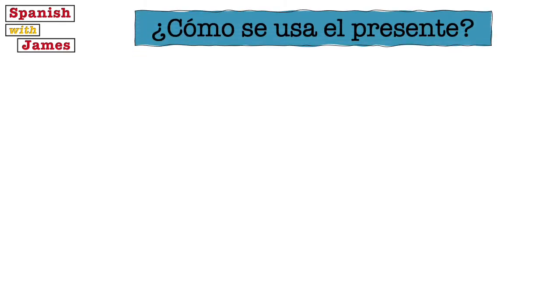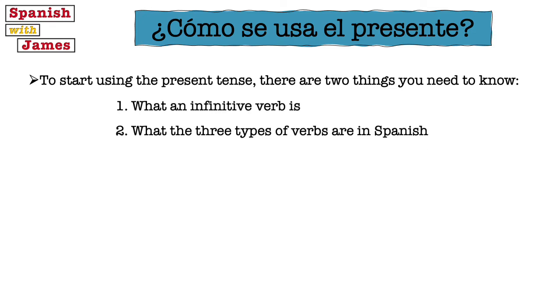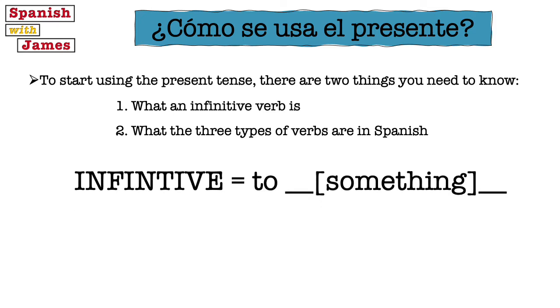So the next question we're going to take a look at is how is the present tense used? Now to start using the present tense in Spanish, there are two things you need to know: what an infinitive verb is and what the three types of verbs are in Spanish. And I'm going to tell you those things right now. So an infinitive is a verb that is in its neutral form. In English, an infinitive is to and then the verb itself.